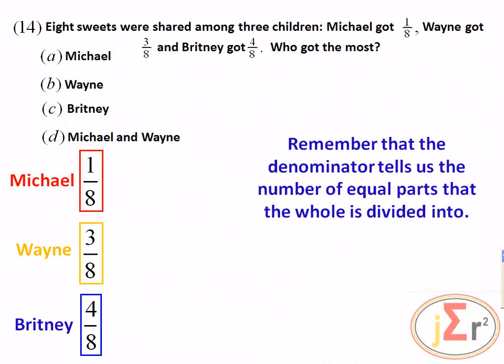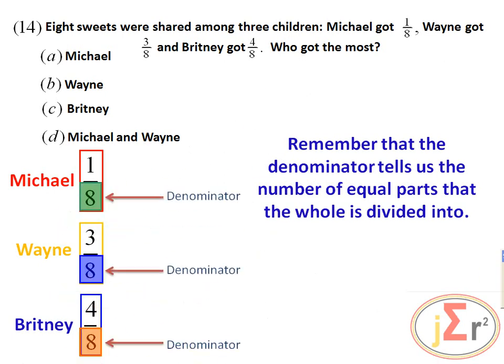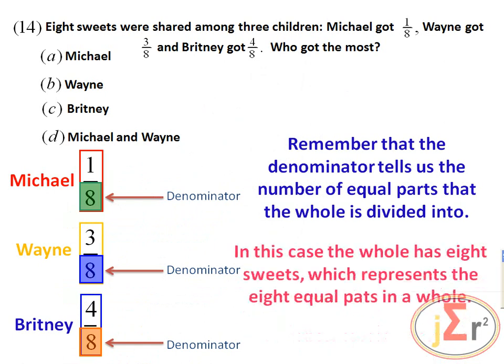Remember that the denominator tells us the number of equal parts that the whole is divided into. What tells us the number of equal parts the whole is divided into, Jerry? The denominator. Right, so the denominator will tell us the number of equal parts that the whole is divided into. So we know that it is divided into 8 equal parts.